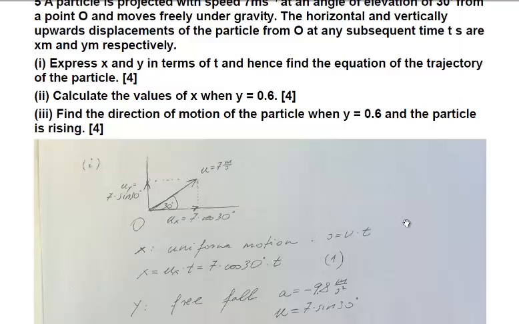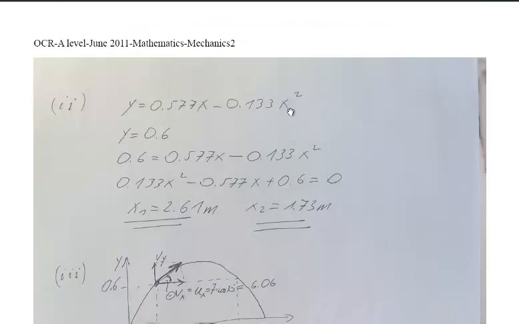Calculate the values of x when y is equal to 0.6. Before we get this equation, now y is equal to 0.6, we substitute this here and we get a quadratic equation, and after calculation we get the values of x.